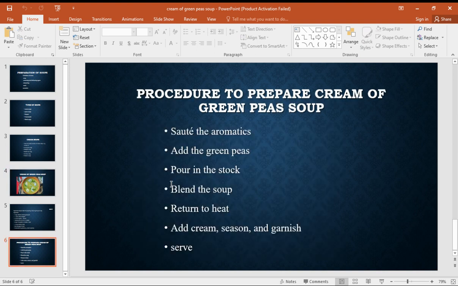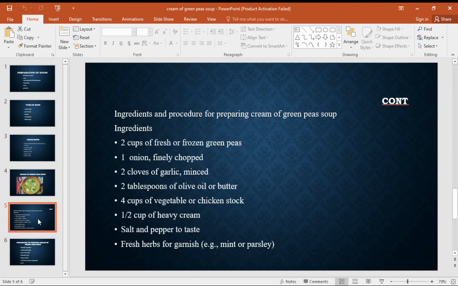So we are now going to look at the ingredients that are used in preparation of cream of green pea soup and the procedure of preparing the cream of green pea soup. The ingredients include the green peas themselves. We have onion, we have garlic, we have oil. You can use vegetable oil, olive oil, or butter.